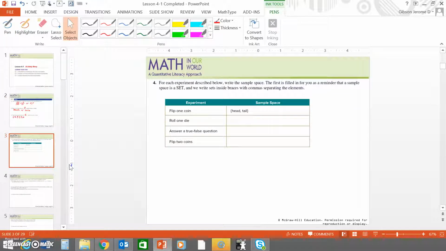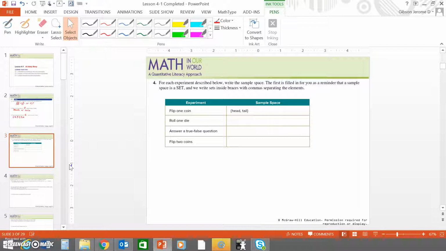Now, number 4 has directions, and I'll read through them. It says, in a probability experiment, we can predict what outcomes are possible, but we can't predict with certainty which one will occur. We say that the outcomes occur at random. In any experiment, the set of all possible outcomes is called the sample space. What you did in question 2 and 3 was find the sample space for 2 different probability experiments.